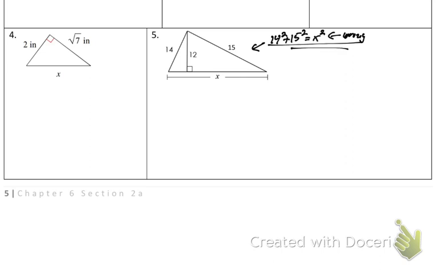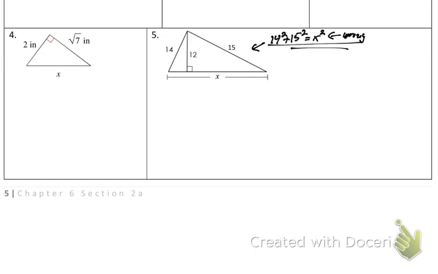Why is that wrong? There's no right angle. The only way I could have done that is if there was a right angle here. Did I specifically say there's a right angle there? Does it look like a right angle? Possibly, but unless I write a right angle or 90 degrees, that's incorrect.